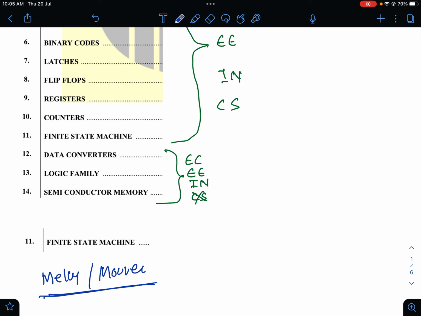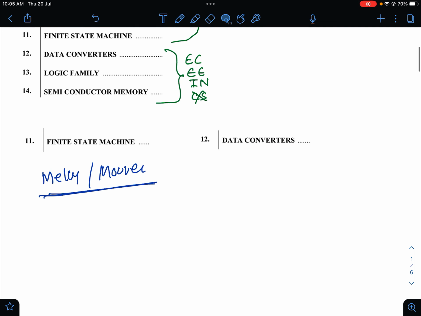Then the next topic is data converter. Students, what kind of questions are they asking in data converter? They will be asking to find the output of the converters. They will tell you the resolution of a particular converter. For this particular digital input, what is the analog output, or for this particular analog input, what is the digital output. That is one model of questions, based on the output of the converter.